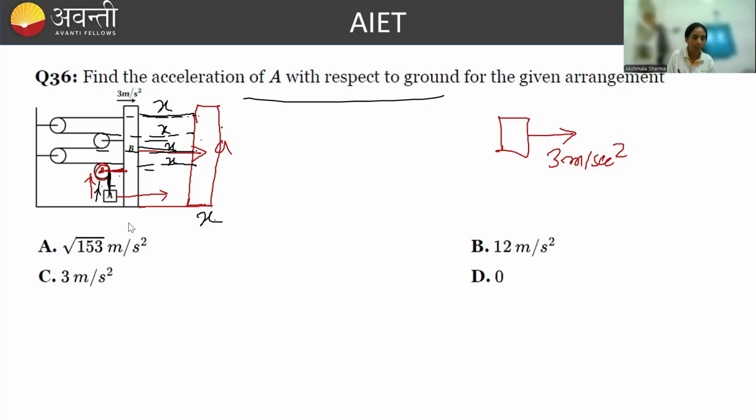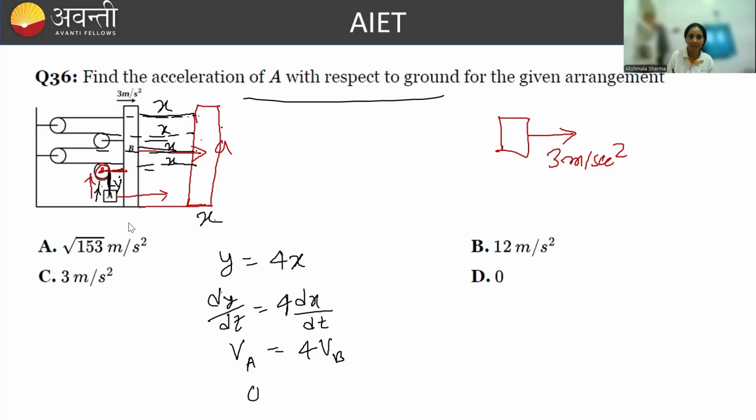So if it is moving up by y, it means y is equal to how much? That is equal to 4x, where x is the distance moved by block B. So the velocity, dy by dt, will be equal to 4 dx by dt. That means the velocity of block A in the vertical direction is equal to 4 into the velocity of B. Done. Similarly, acceleration, if you calculate, will be 4 into the acceleration of B. So this block in the vertical direction has acceleration 12 meter per second square.